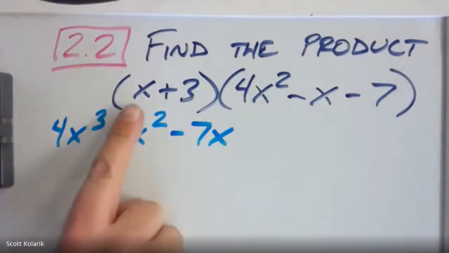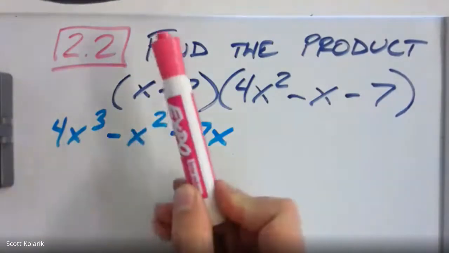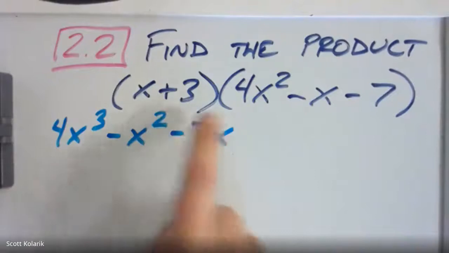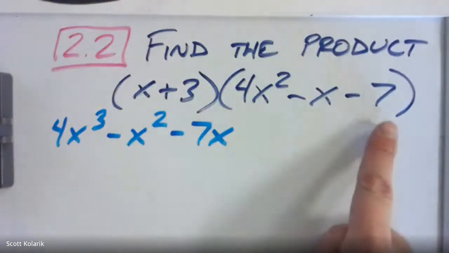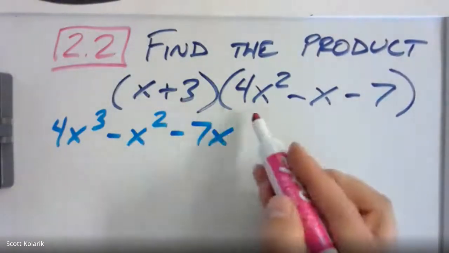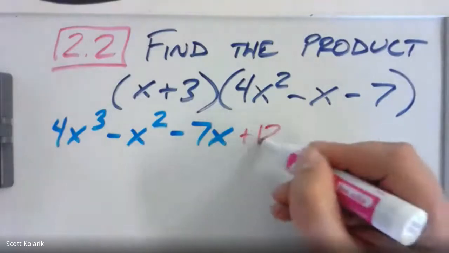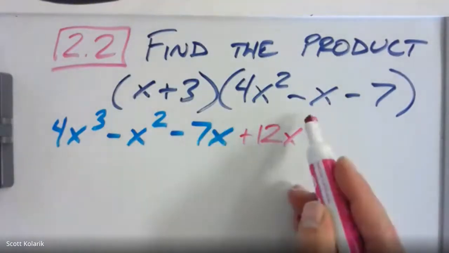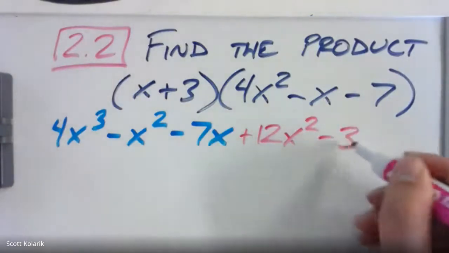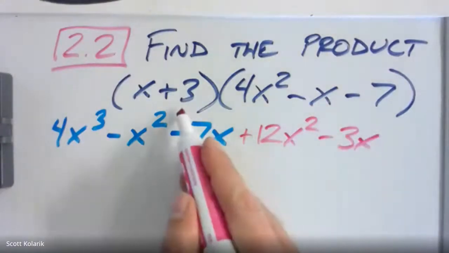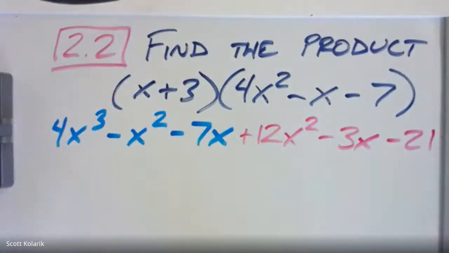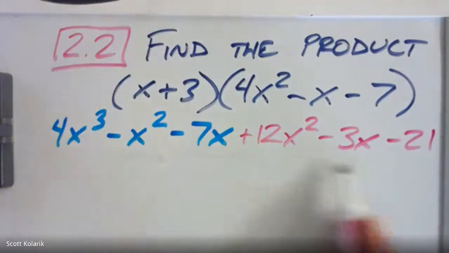All right, now that I'm done with that object, I'll move on to pink for my second object, this positive 3 right here. So that positive 3 also has to multiply throughout this parentheses. Positive 3 times 4x squared gives me positive 12x squared. Positive 3 times negative x gives me negative 3x. And lastly, positive 3 times negative 7 gives me negative 21. All right, and I've finished distribution.